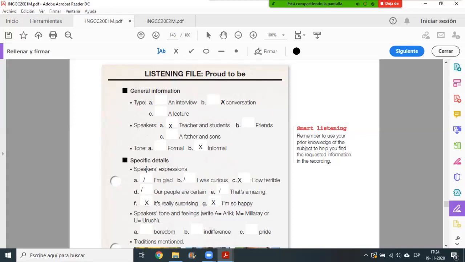Now, specific details, speaker expressions. We have to tick if the speaker said that or not. Vamos a tiquear positivamente o negativamente si el hablante, quien habló, ¿cierto? En la conversación, el profesor y los estudiantes mencionaron the expression and I'm glad. It is correct. It was mentioned. Hacemos un tick positivo. Letter B, I was curious. Positive. Ok. Tick positivo. This, how terrible. This expression was not mentioned on the listening. So we make a cross, okay? This one, it was not mentioned, so you cross it.